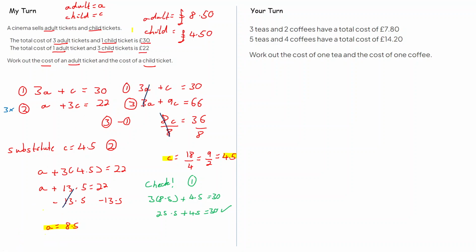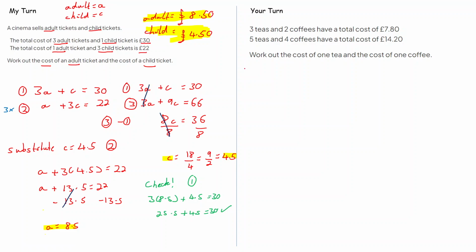Highlighter. There we go. These here are my answers and the way that I should write them. So child £4.50, adult £8.50. Hopefully that's nice and bold and you can see that really clearly. Good. So you can try your turn now, the one on the right. It's the same kind of format. It might look confusing, but it's not really.